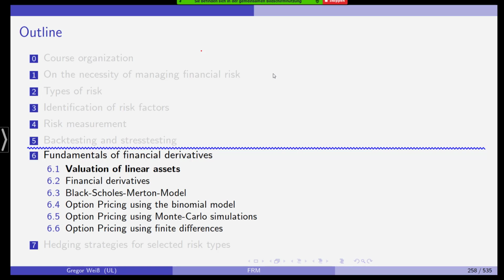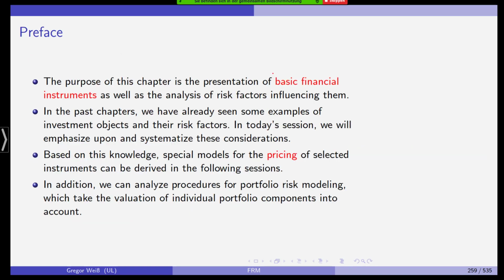And then I will explain to you what financial derivatives are, and we'll have a look at the Black-Scholes-Merton model as the most important model, I guess, for the valuation of financial options and also other derivatives. And then we'll see some alternative methods of how to price these instruments. And then last but not least, in chapter 7, we'll see how these instruments can be used in financial risk management as hedging instruments. So we'll start with the linear assets.